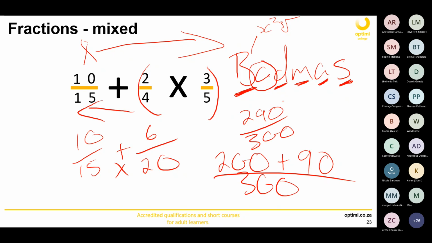I can immediately divide by 10 because there is a 0, so that becomes 29 over 50. And now the big simplification starts. Can I divide both 29 and 50 by 2?